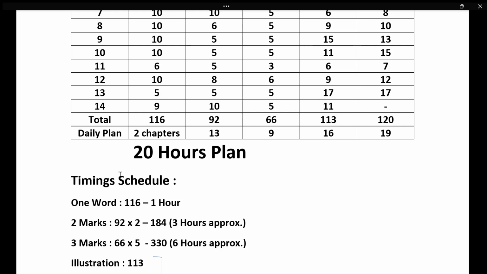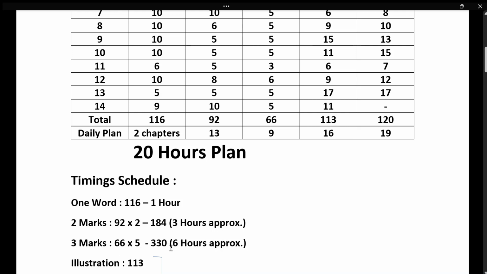See, for one word I have allotted 1 hour, and 2 marks, if you spend 2 minutes for each question, approximately 3 hours you can finish. And 3 marks, 66 questions are there, but I have put 5 minutes. You can even reduce it to 3 minutes or 4 minutes, so then it will come to approximately 6 hours or 5 hours. So depending on the availability of time, you can allot. Here 6.5 is coming, but I thought you can reduce for some easy questions. You can reduce to 3 minutes, okay? Instead of 5 minutes, you can take 3 minutes.